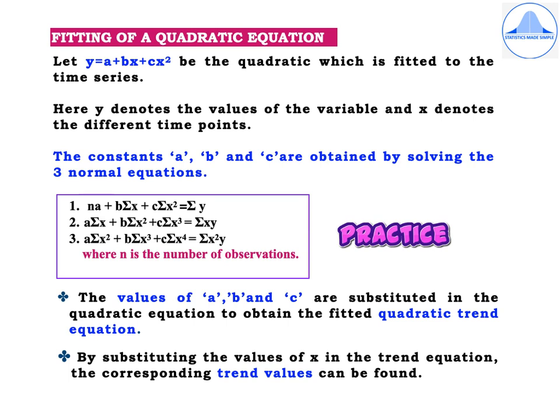The values of a, b, and c are substituted in the quadratic equation to obtain what is called the fitted quadratic trend equation. And by substituting the values of x in the trend equation, the corresponding trend values can be found.